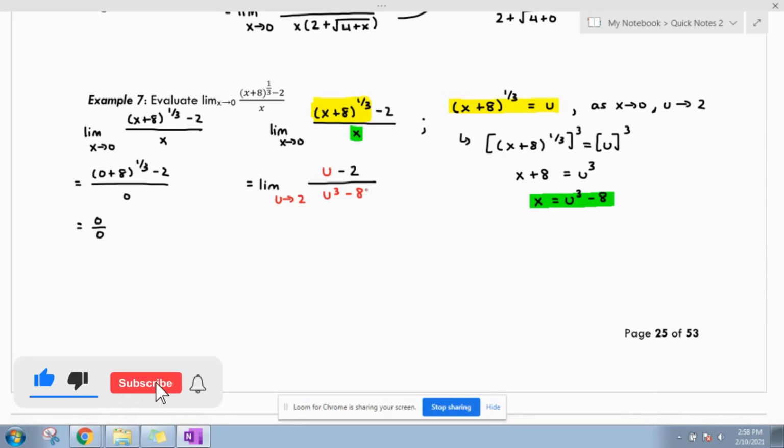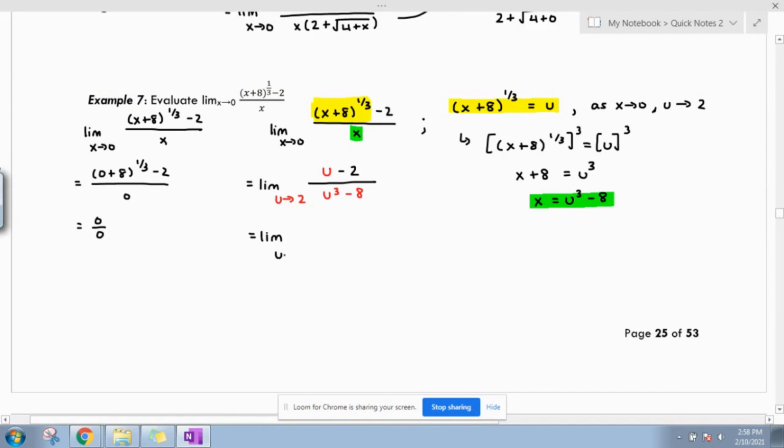So I recognize I could factor this actually. You have a difference of cubes at the bottom there, so we're going to factor it. I'm going to do the limit as u approaches 2, and then I've got u minus 2 at the top. At the bottom, if you factor the difference of cubes, you're going to get u minus 2, and then u squared plus 2u plus 4. Right away you notice I can cancel out the u minus 2.